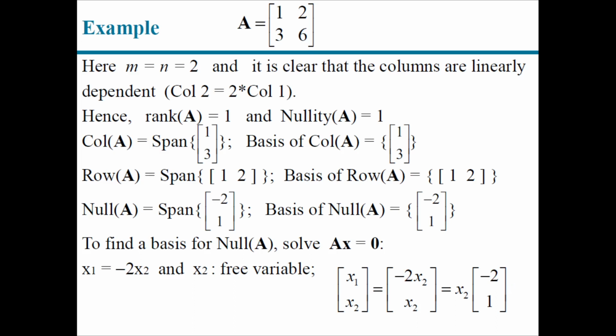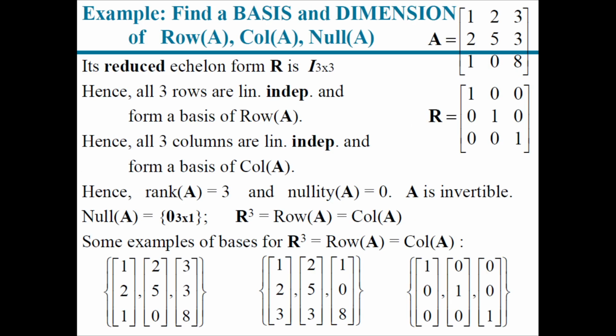So this case was super easy because it was 2 by 2 and everything was obvious. We didn't even need to produce the echelon form or reduced echelon form. But it's not always going to be like this. So let's say I have a 3 by 3 matrix here, A.